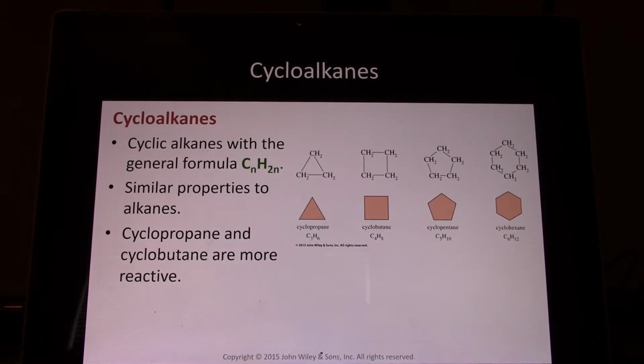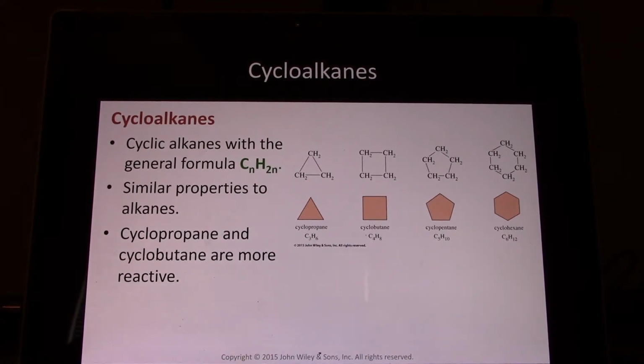Cycloalkanes. Here we have cyclic alkanes with the formula CnH2n. And here we have cyclopropane, cyclobutane, cyclopentane, cyclohexane. They're similar to alkanes, but cyclopropane and cyclobutane are more reactive because the bonds are so constricted. These bonds want to be 109.5 degrees away from each other, but they're actually 60 degrees away from each other. These are 90 degrees away from each other. So these two chemicals, because their bonds have been scrunched into a much tighter conformation than they like, are extra reactive.